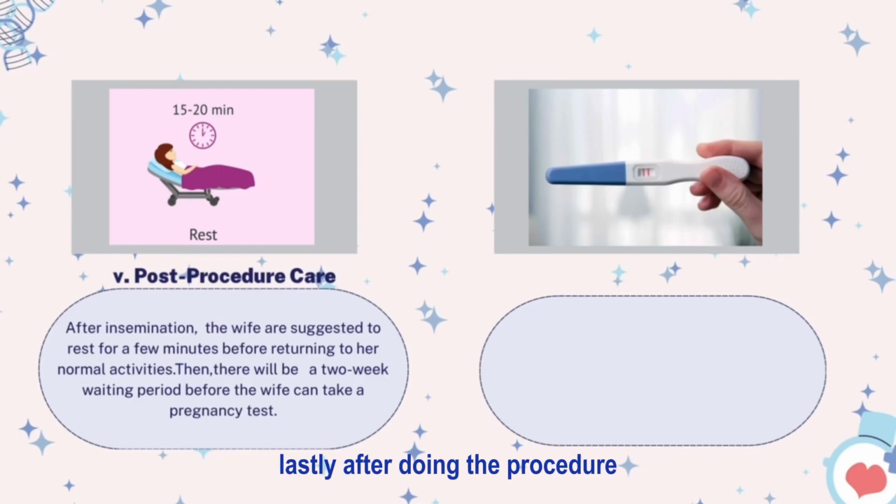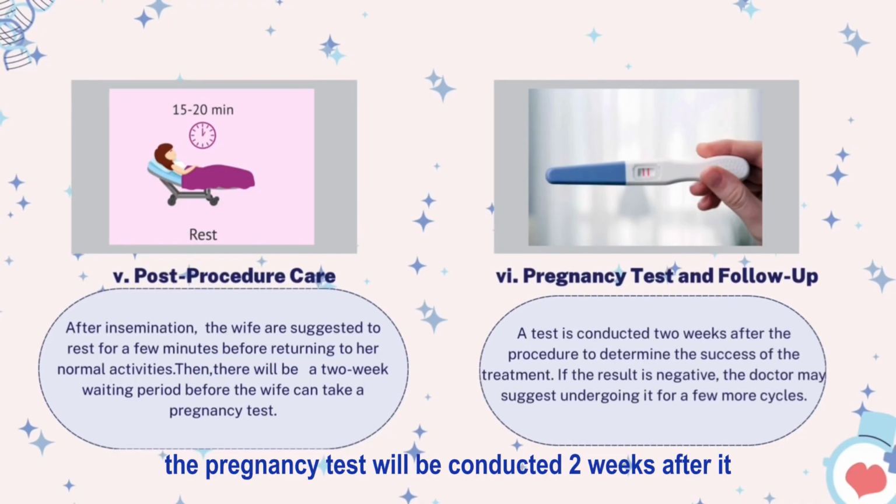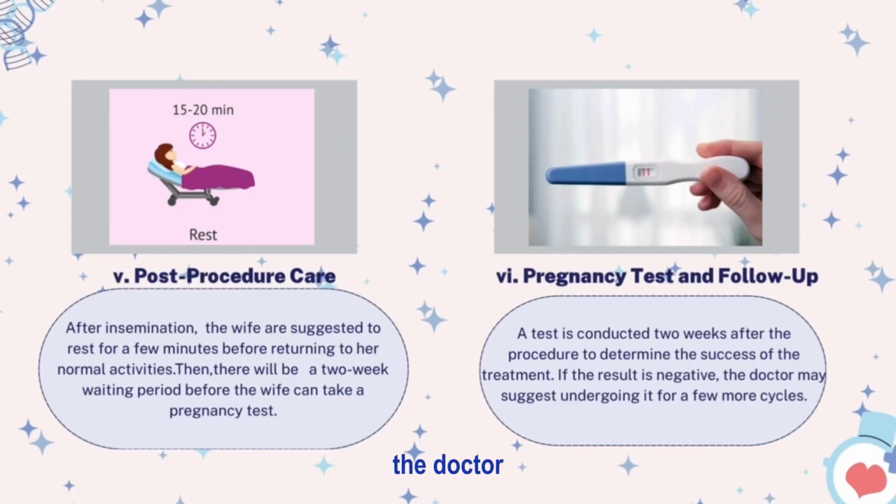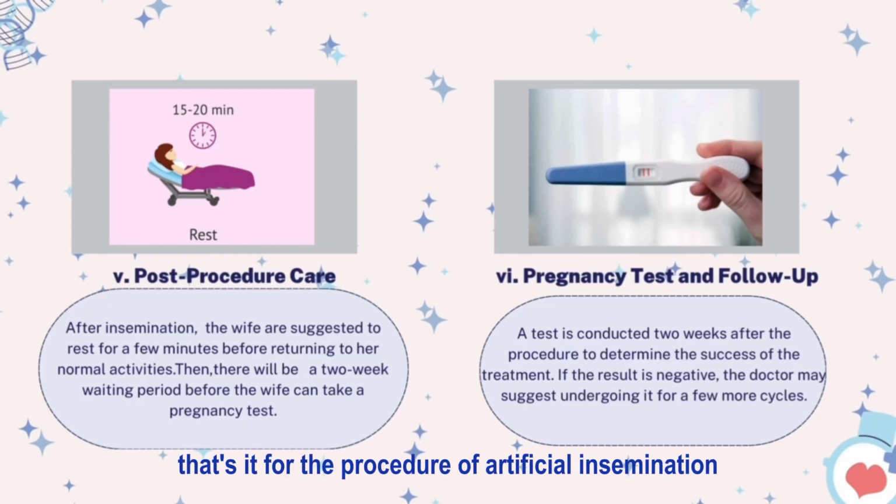Lastly, after doing the procedure, the pregnancy test will be conducted 2 weeks after it, because testing too early might give a false result, especially with the usage of fertility medication. If the result is negative, the doctor may suggest undergoing it for a few more cycles. That's it for the procedure of artificial insemination.